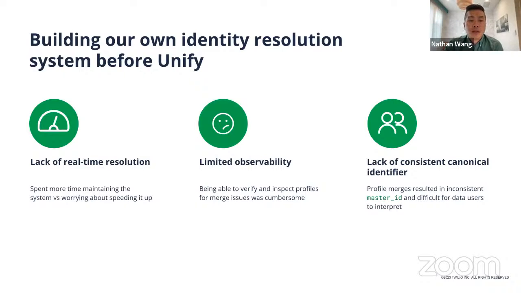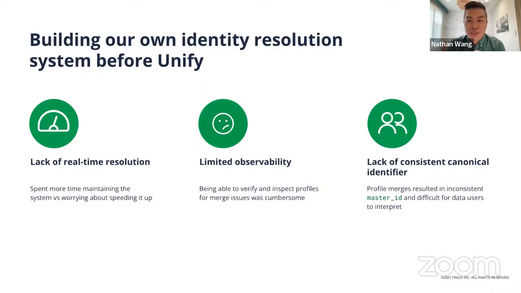Then last but not least, there's a lack of a consistent canonical identifier. We did have a pseudo canonical ID, basically the first known ID or email, which meant it could take the form of an anonymous ID, email, or user ID, and we joined new identity profiles onto this thing we call the master ID. While we managed to make it work, it was not the most elegant, because having 3 different types and formats of IDs as the canonical ID is not something you would consider best data practice.